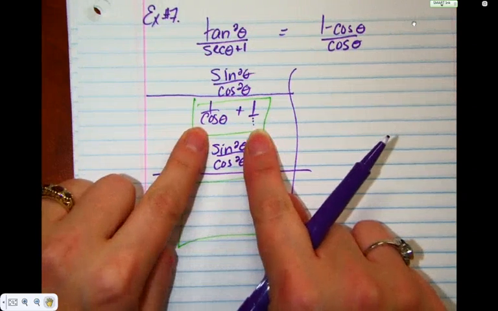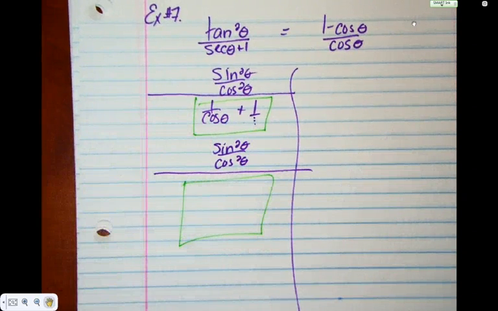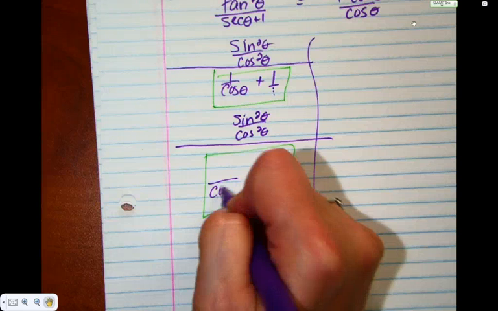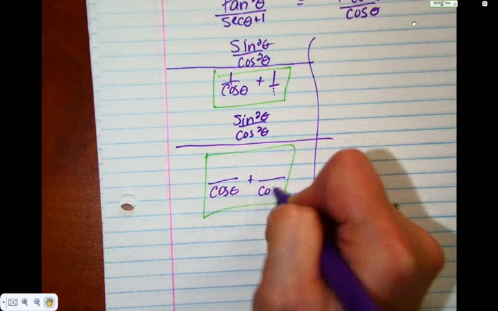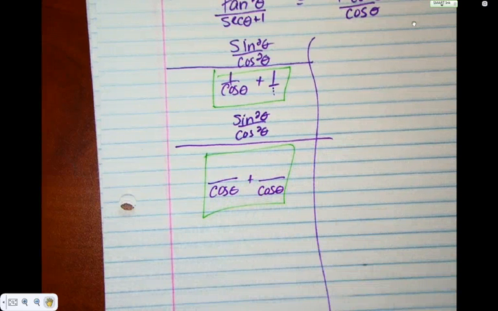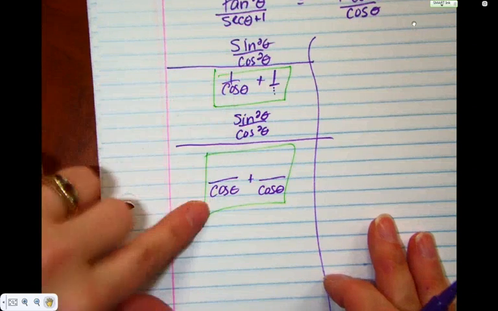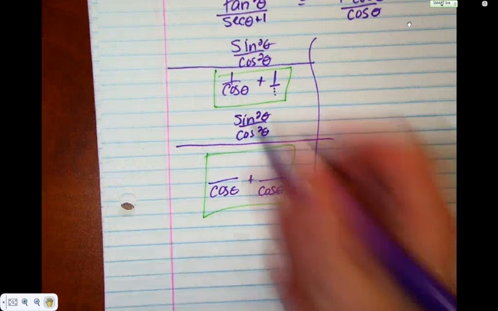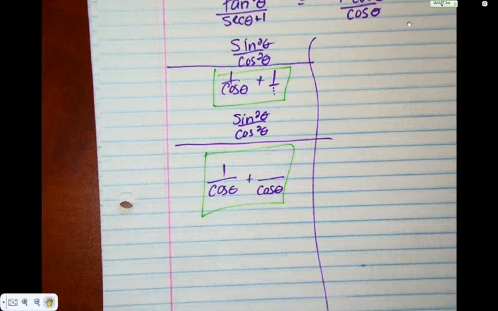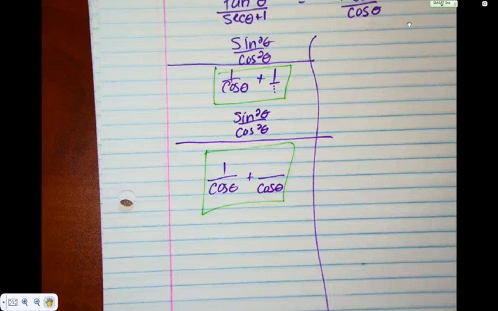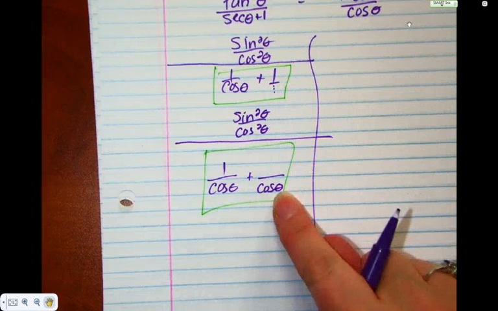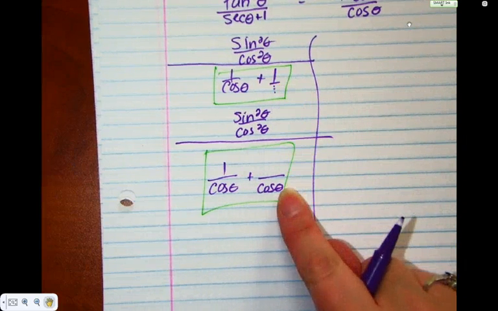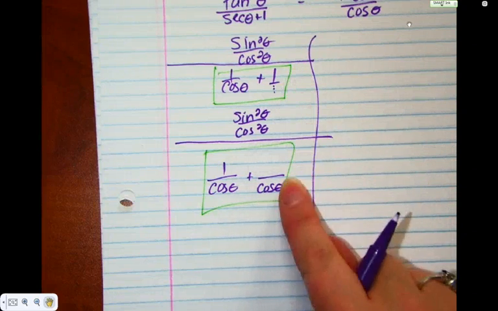Cos and 1, what's the common denominator? Cos. So the first fraction is going to be over cos, and the second fraction is going to be over cos. Okay, the first fraction. How do we go from cos to cos? What do we multiply by? 1. So 1 times 1 is 1 on the top. So the first fraction doesn't change. 1 on the bottom turned to cos. What do we multiply by? Cos. So 1 on the top becomes cos.